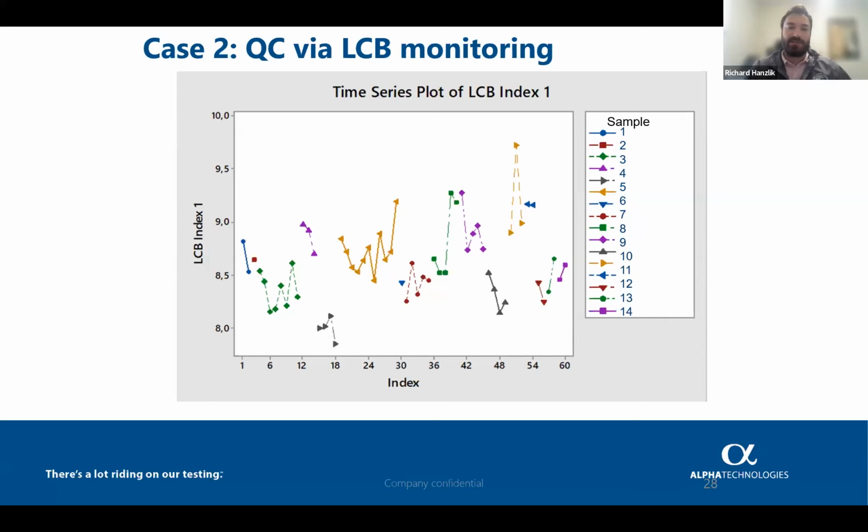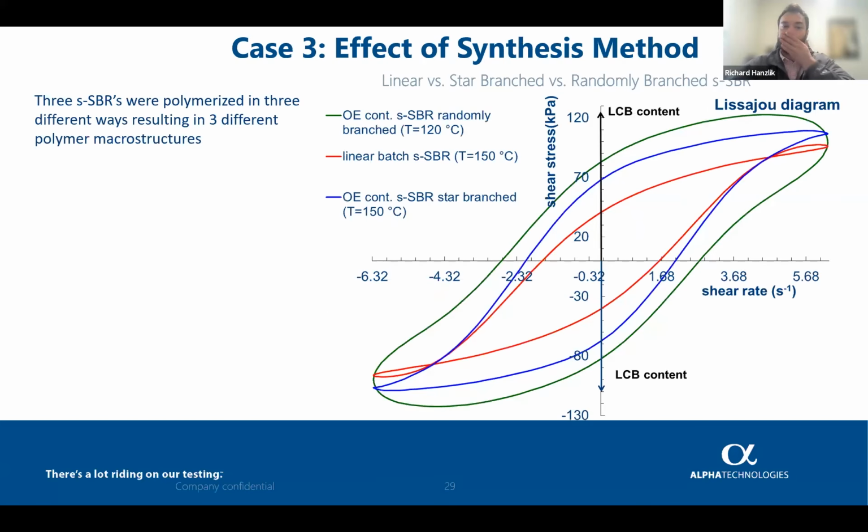And then if we look at the chart over time, we can see the different samples and kind of their run history. And we want to make sure that we're not seeing too much variation and that our LCB index is sufficiently high in this case, because we don't want to run into that shear thinning behavior.